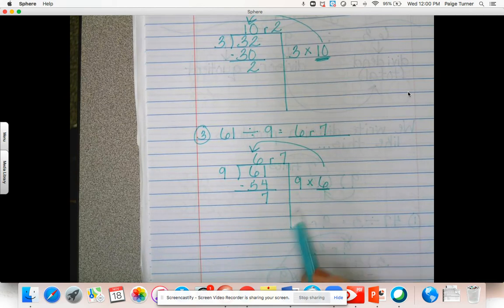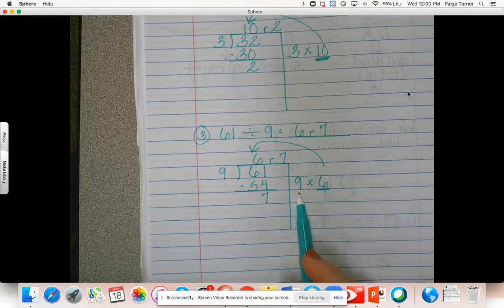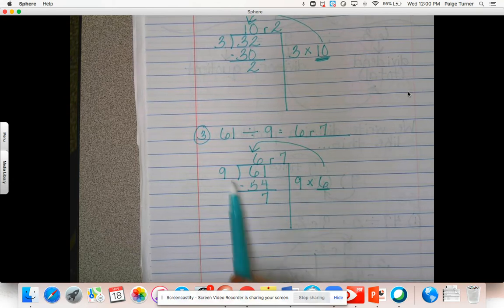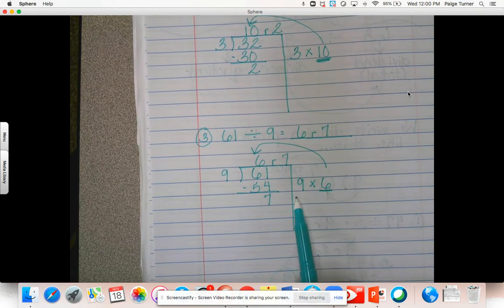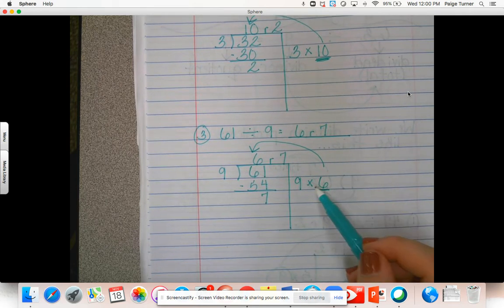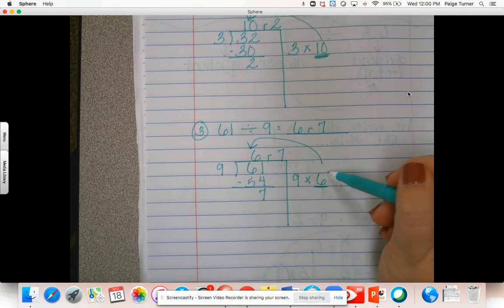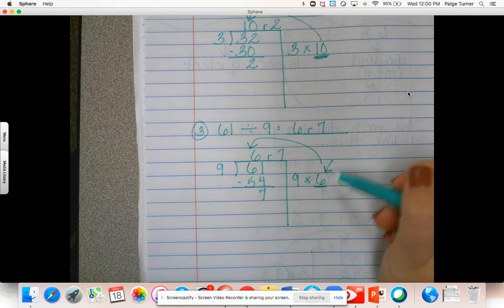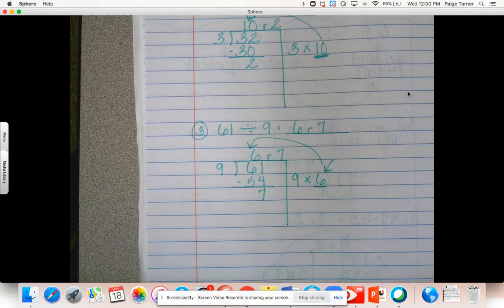So this 9 here, this is never going to be part of your answer. See where I'm pointing to this 9? That's the number that you're multiplying by. That's the number that we pulled from our division problem here. The number you actually multiplied by 9, which was the 6 right here, that's where your partial quotient comes from. That's a mistake that a lot of kids make, okay?